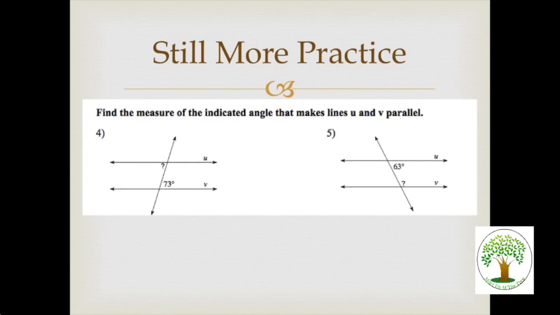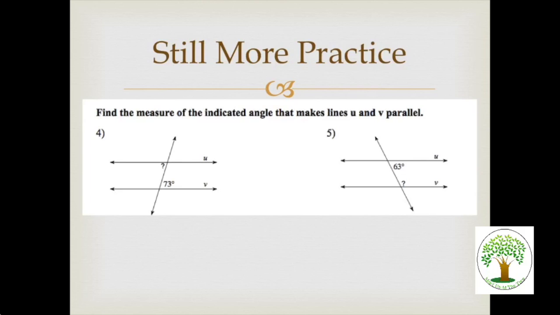Still more practice. These, I think, are going to be really nice. You've been doing these all along. There's just a little bit of twist in your mind. Numbers 4 and 5, the first ones on that page. It says, find the measure of the indicated angle that makes them parallel. So you're supposed to think of this as they're not parallel. The last assignment, they were parallel. And now you're supposed to look at it and say, they're not parallel, but what does the angle have to be so that they will be parallel?